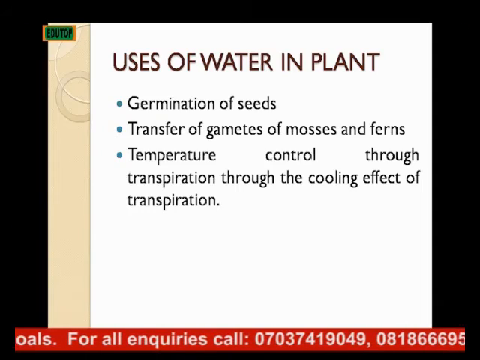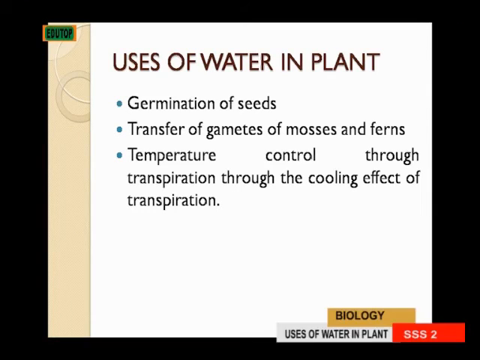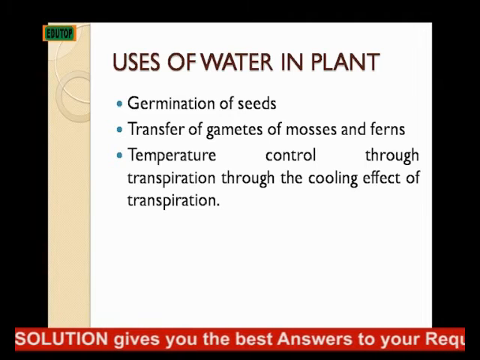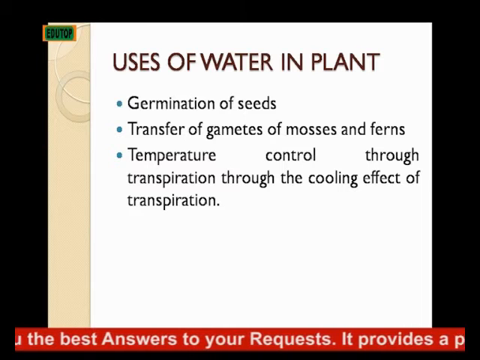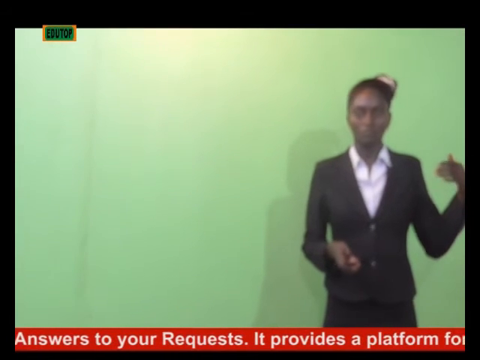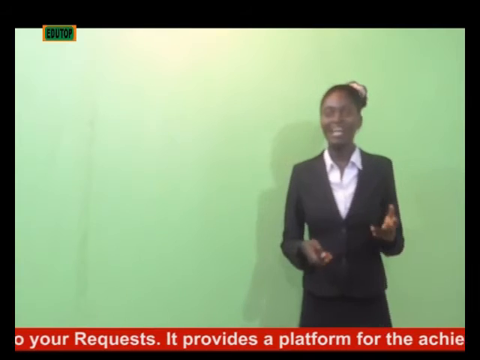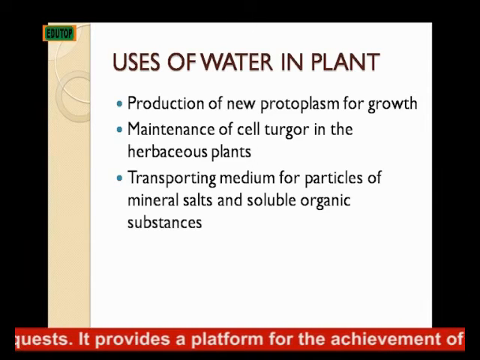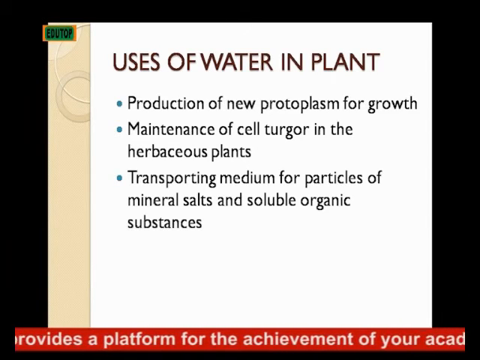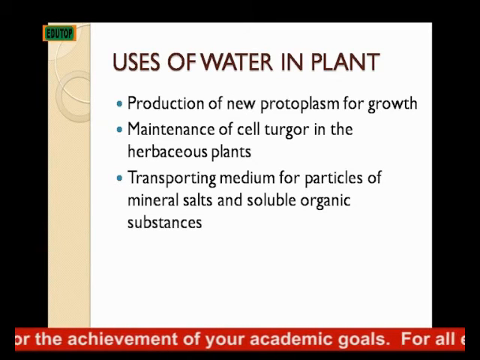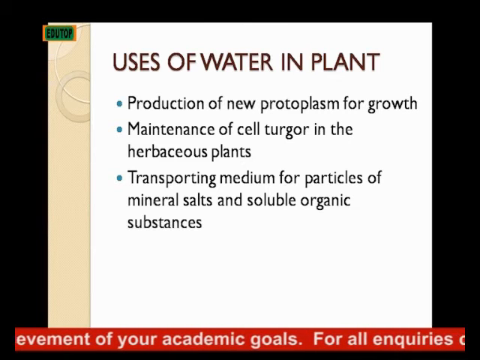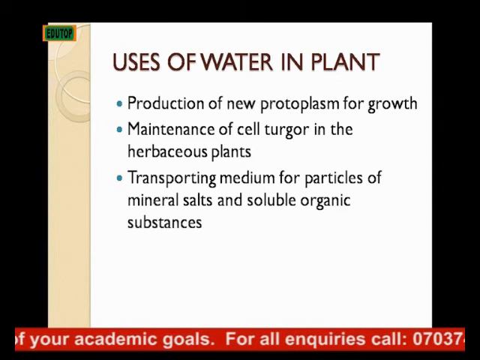Then it's also useful in seed germination. When there is no water, the seeds don't germinate. Then it helps in transfer of gametes of mosses and ferns. Water ensures temperature control through transpiration. Then the cooling effect of transpiration. Then also, water ensures the production of new protoplasm for growth and the maintenance of cell turgor in herbaceous plants. Then it's a transporting medium for particles of mineral salts and soluble organic materials.